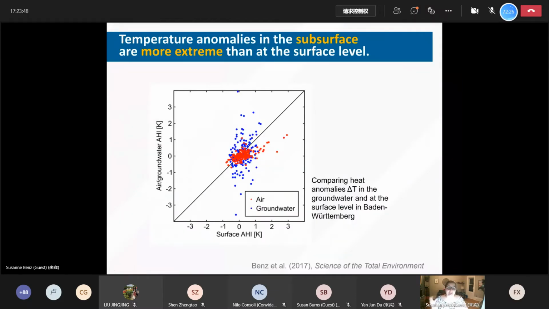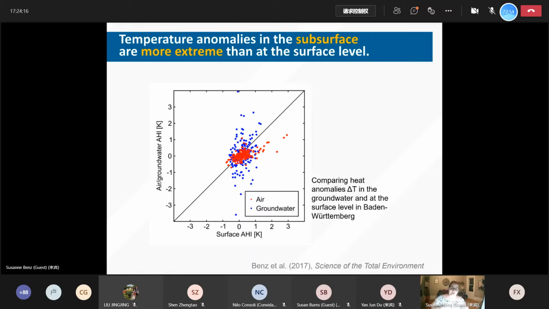We've done this for all of these wells, and for some of those, we had land surface temperature available, so we can actually compare them to the surface level. So what you are seeing here is a comparison between surface temperature anomalies, this would be along the x-axis, and groundwater temperature anomalies, this would be on the y-axis. The blue dots is what I'm talking about. Red is air, we are talking about groundwater, in this case blue. So what you are seeing here is that groundwater extremes are much more extreme than atmospheric or surface level extremes.